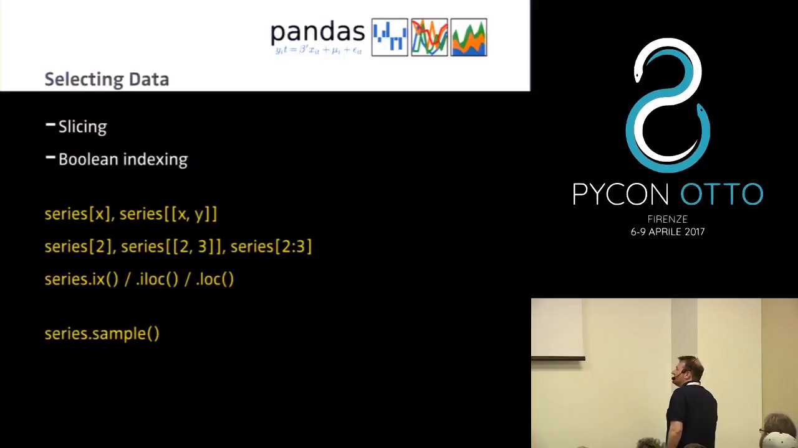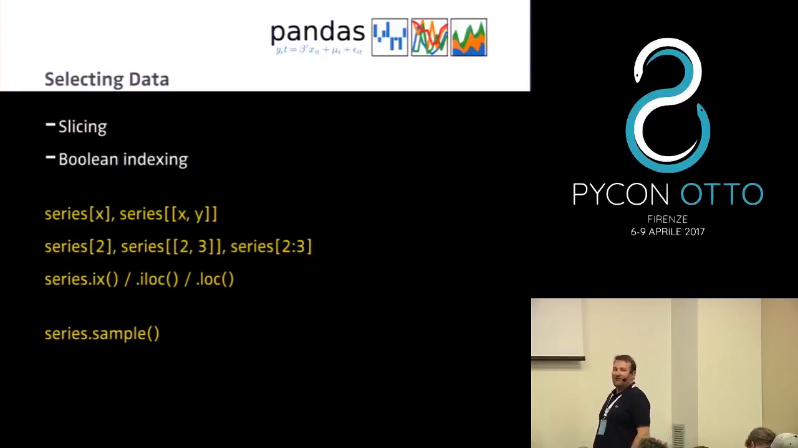So how can we select data? I showed you slicing, as we know from Python lists, to get a certain part of our list. We have Boolean indexing, where we can pass in a lambda function, or as we see later, other functions to filter our data set. I've explained series ix, iloc, and loc, and we've already seen sample. So we've covered the series.